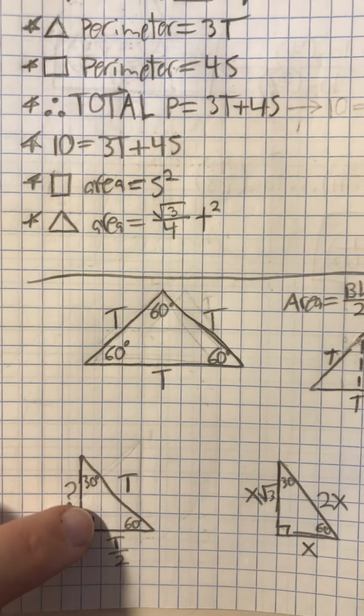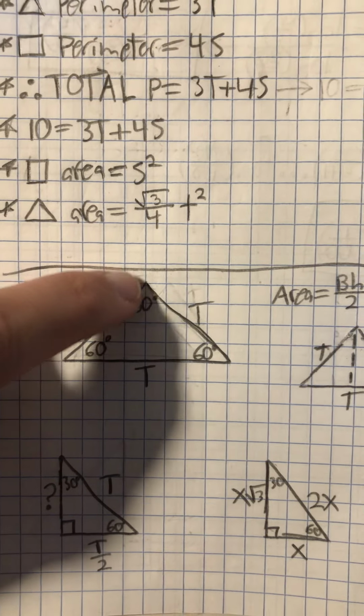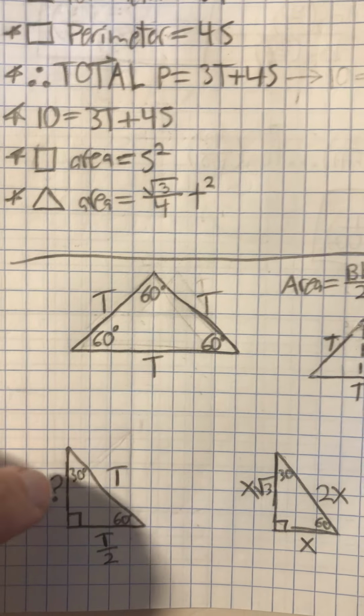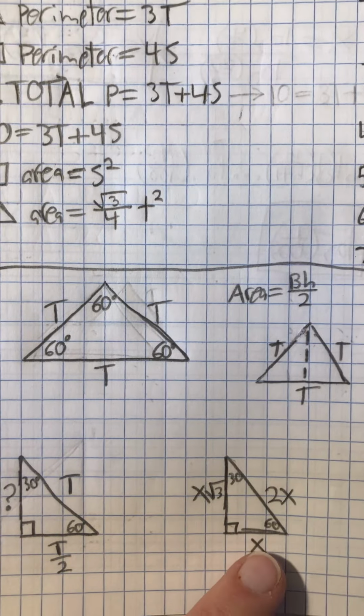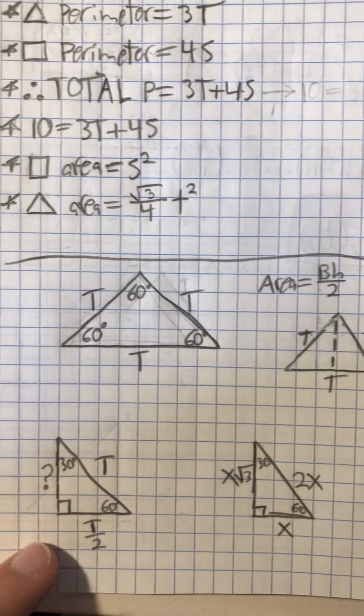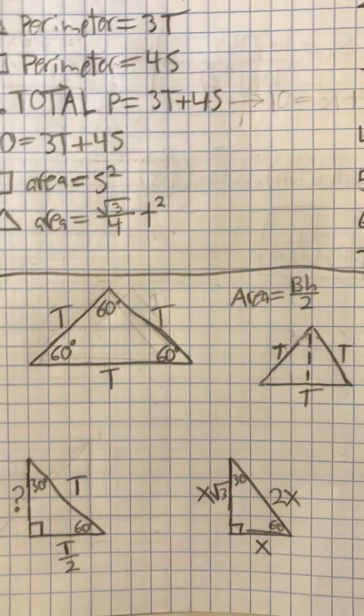Now the important thing is that this is a 90-degree angle. This is still 60, but this became 30 because we cut the angle in half. Now we know a 30, 60, 90 triangle has a base of x, a hypotenuse of 2x, right? We have t over 2 and then t, so it's x and 2x. And the height is x root 3.